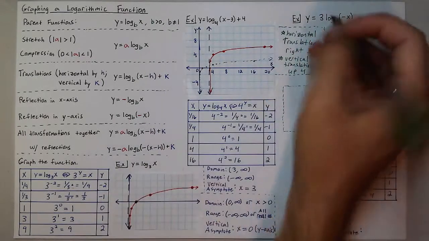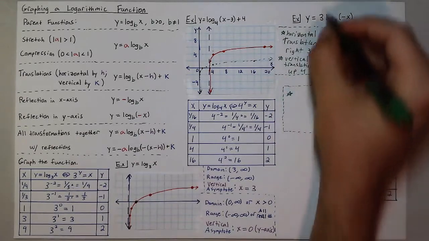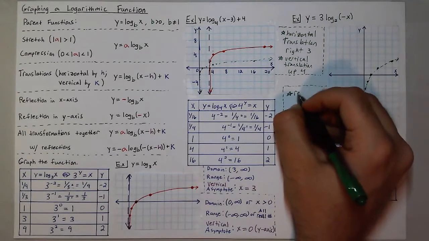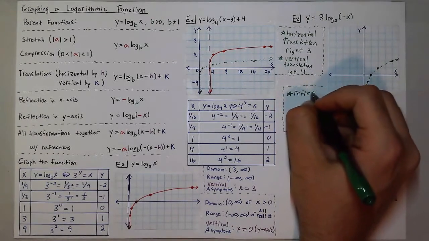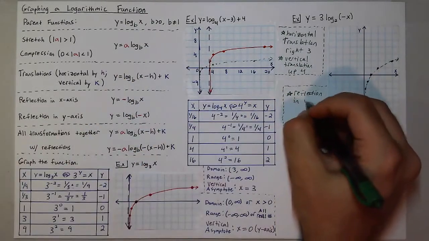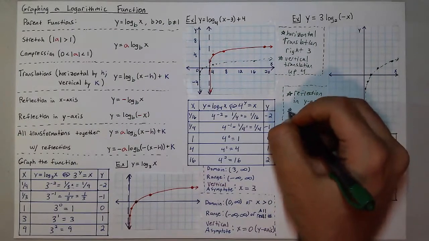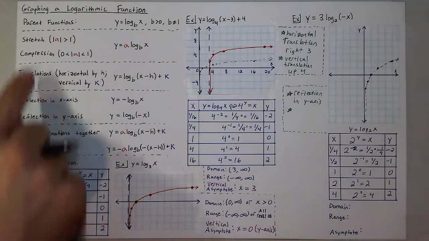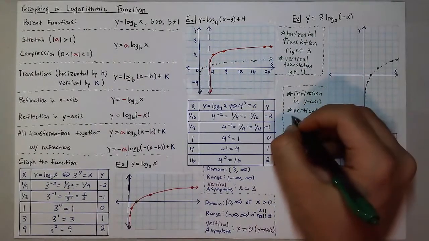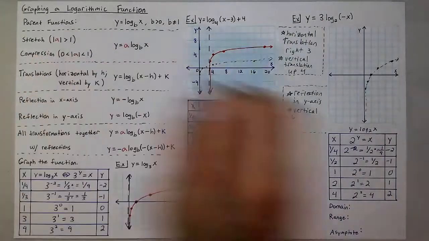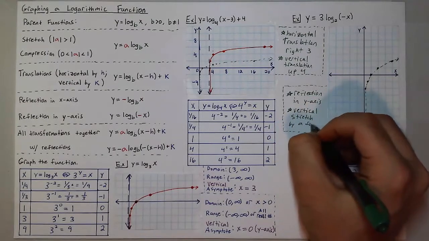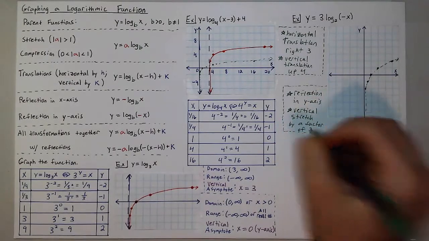Now let's apply these transformations. So first, I'm going to look at the negative x on the inside. That is a reflection, when negative's on the inside, in the y-axis. And then the 3 out in front is a vertical stretch because that value of 3 is bigger than 1. So a vertical stretch by a factor of 3.